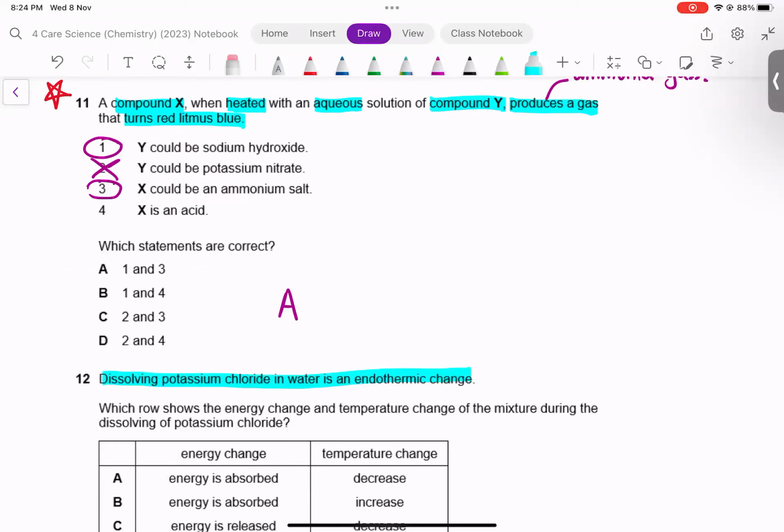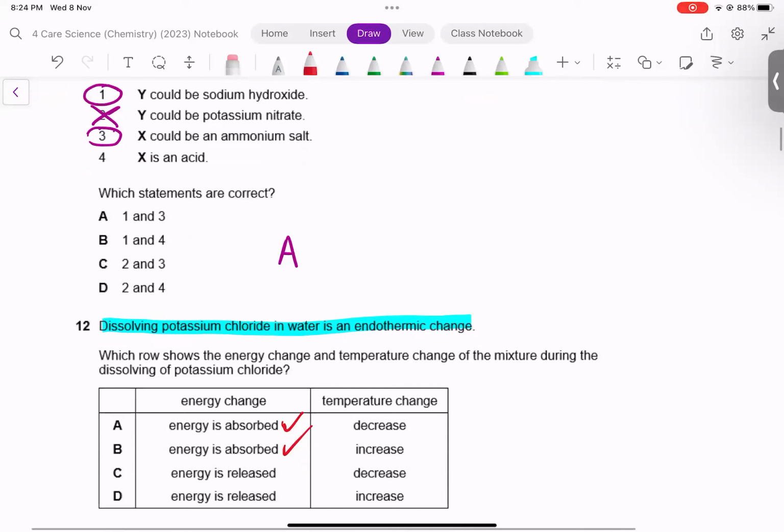Dissolving potassium chloride in water is endothermic. So endo, it enters. So what enters? Energy is taken in, or energy is absorbed. So A or B. Next, if it's endo, the temperature decreases. It becomes colder. All right. Another way to say temperature decreases, it means that it becomes colder.